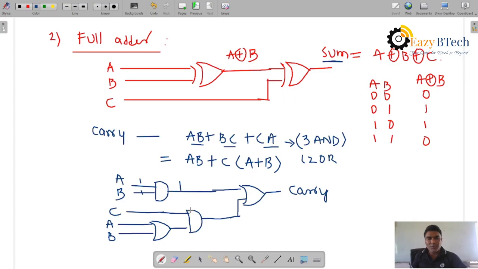So here also, C is equal to 1 and AB is equal to 1. If C is equal to 1, it will be 1. So the simplest way is that the carry computation speed increases by simplifying the gates. So carry increases by simplifying the gates.